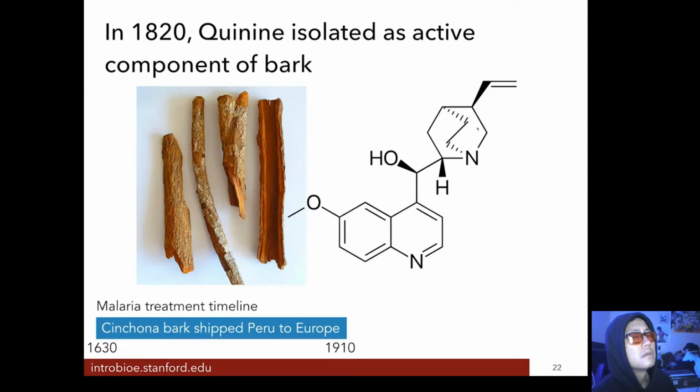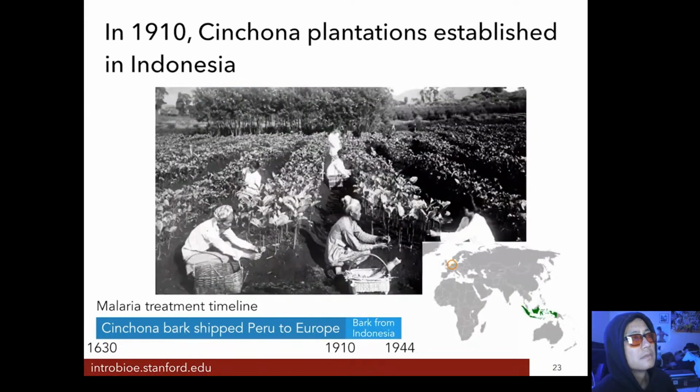Once the population in Europe grew and there was more demand for quinine, more cinchona plantations were planted. And this time they were planted not in Peru, but in Indonesia, which also had a hospitable climate for this tree. So, for 300 years, Peru is the source of all of this bark. And then from 1910 to around 1944, this bark is being supplied from a plantation in Indonesia.